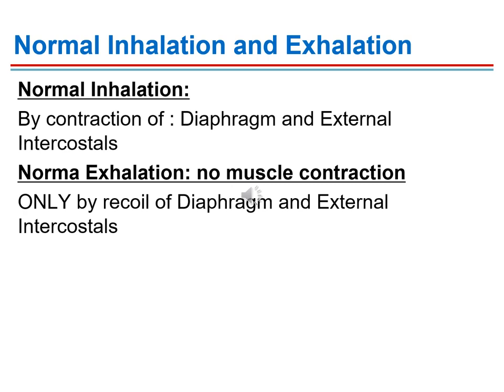Now, for normal exhalation, keep in mind, no muscle contracts. Just the diaphragm and external intercostals recoil. They just recover their normal shape, and the thoracic cavity recovers its normal size.